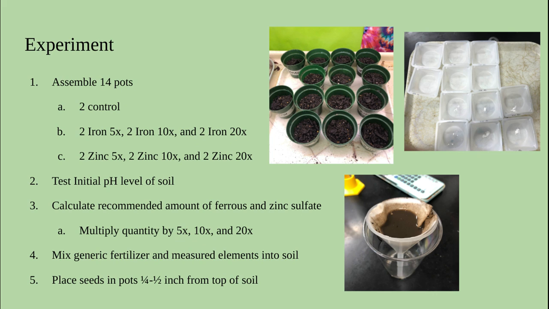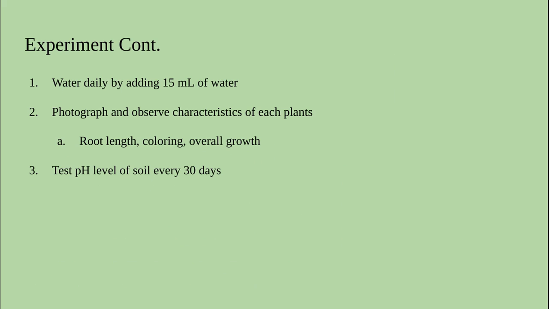I mixed in these measured elements into the soil along with a generic fertilizer that was provided with the University of Madison-Wisconsin plants. And I placed these seeds into the pots a quarter to half an inch from the top of the soil. In this upper left-hand corner photo here, these are my 14 pots. To the right of that is the measured elements that I introduced to the plants, and then below that is the filtration process when I was testing the pH level of the soil.